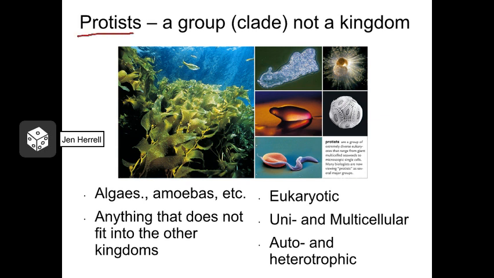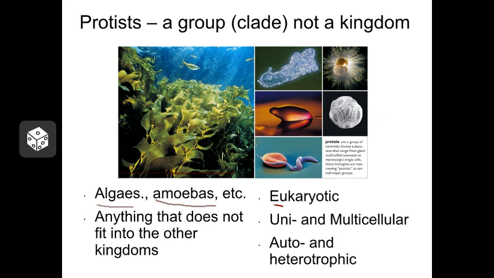Now, the term protista refers to a group of organisms, a clade, but it's not a kingdom. It's not an official kingdom. The protists are actually a number of different kingdoms. This is a very diverse group of organisms, but essentially, if it doesn't fit into the group of Plantae, Animalia, or fungi, we kind of throw it into the group Protista. Protists include things like algae and amoebas, so kelp forests are made of protists, paramecia, things like that.